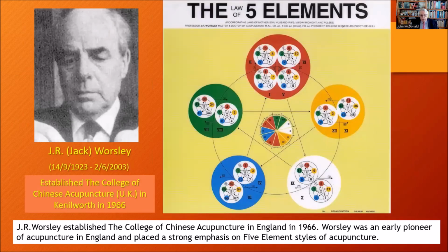J.R. Worsley established the College of Chinese Acupuncture in England in 1966. Worsley was an early pioneer of acupuncture in England and placed a strong emphasis on 5-element styles of acupuncture.